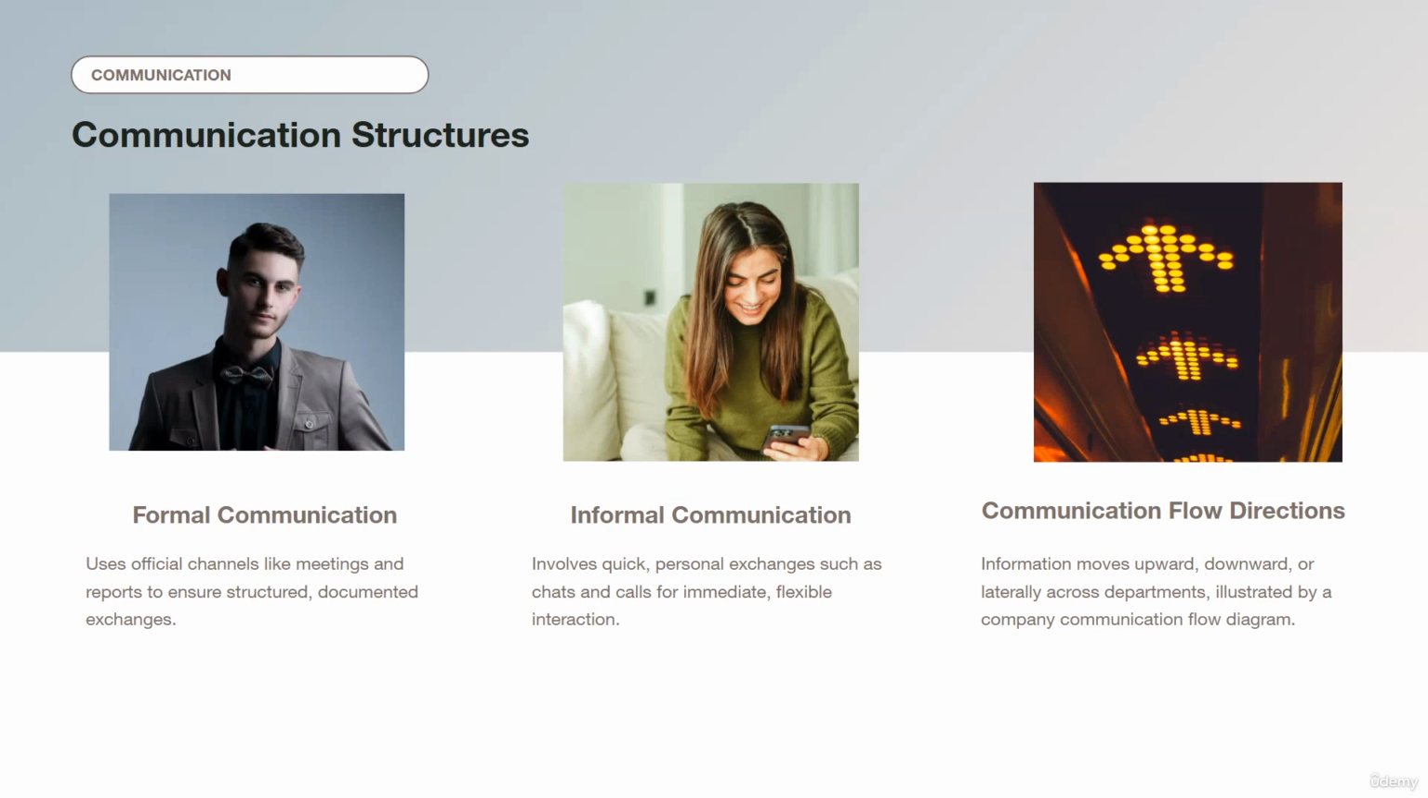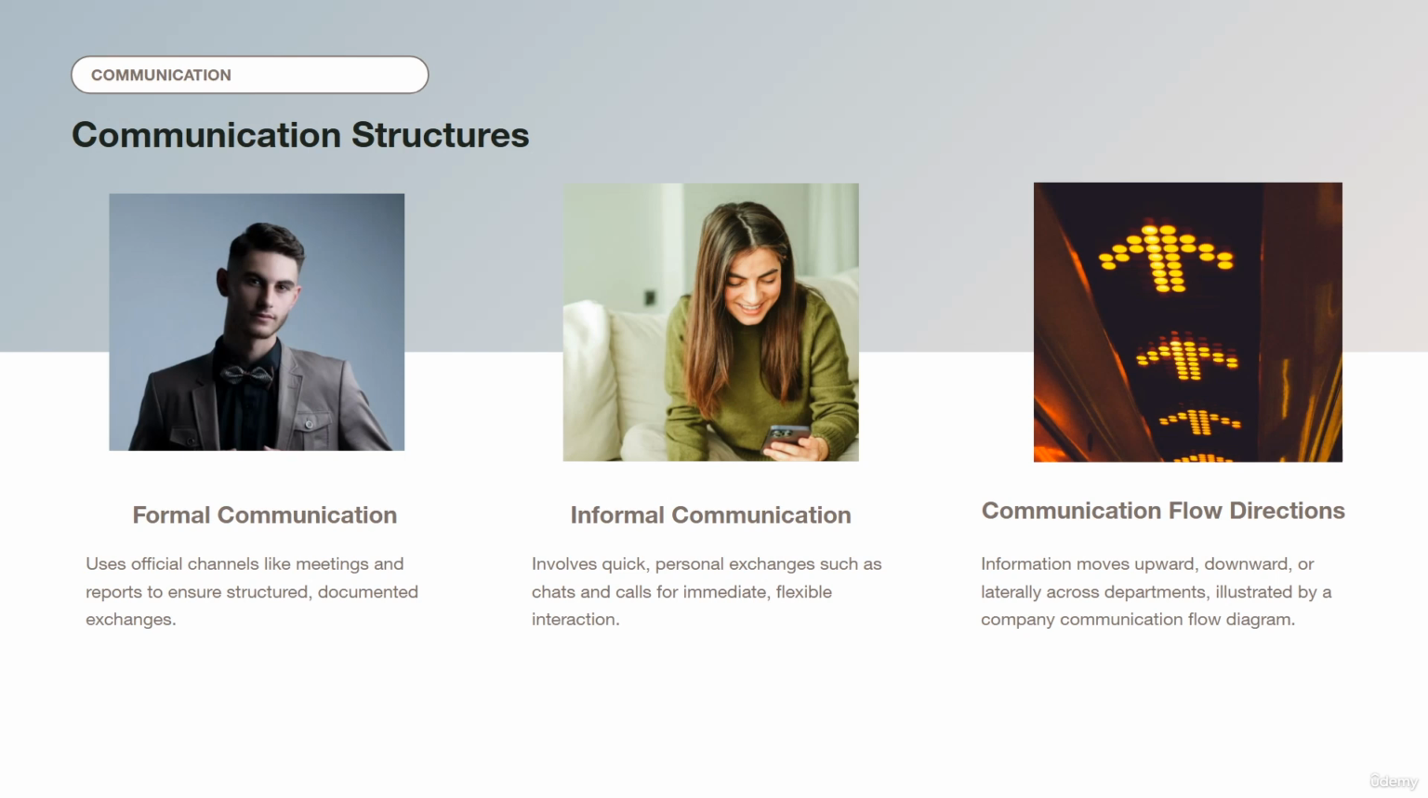We also have what are called communication structures. We have formal communication that uses official channels like meetings and reports to ensure structured, documented exchanges. So there'll be formal meetings scheduled and minutes will be taken at those meetings, for example. Informal communication involves quick personal exchanges such as chats and calls for immediate flexible interaction. Communication flow directions: information moves upwards, downwards, or laterally across departments. So it can move up the hierarchy, down the hierarchy, or horizontally, let's say, across different departments.